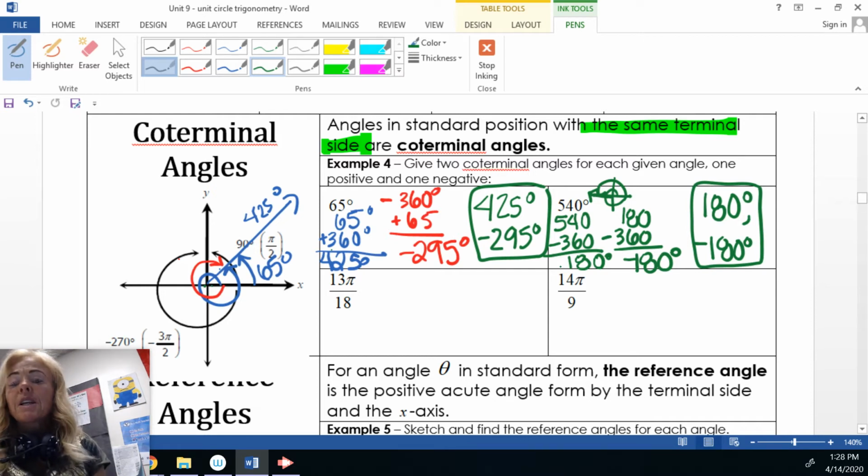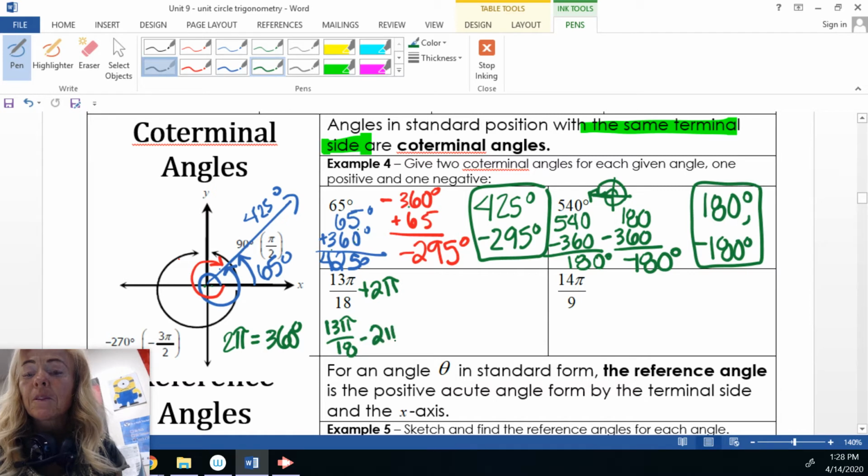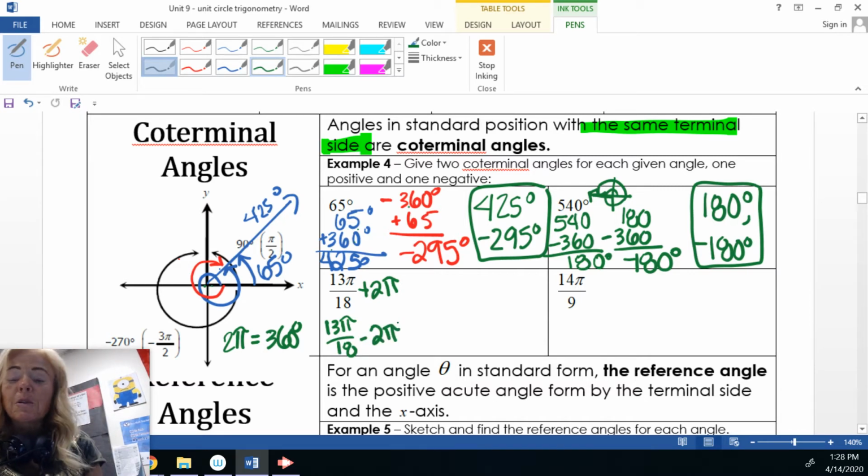All right, so the next two angles are in radians. So instead of adding and subtracting 360, remember that 2 pi is equal to 360 degrees. So we're going to add 2 pi and subtract 2 pi in order to come up with our coterminal angles.